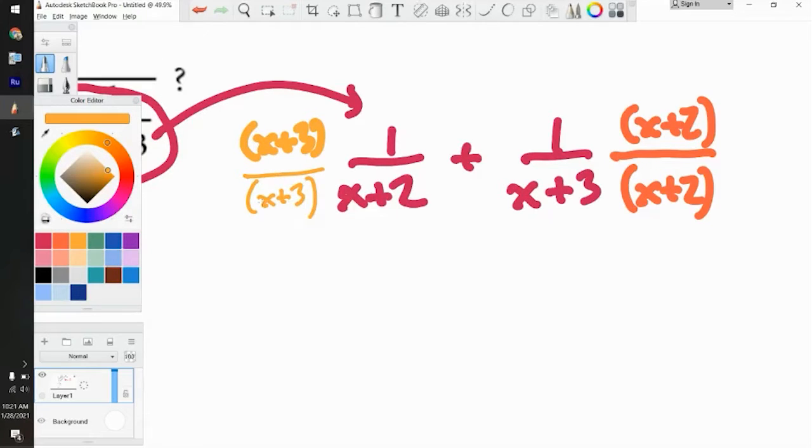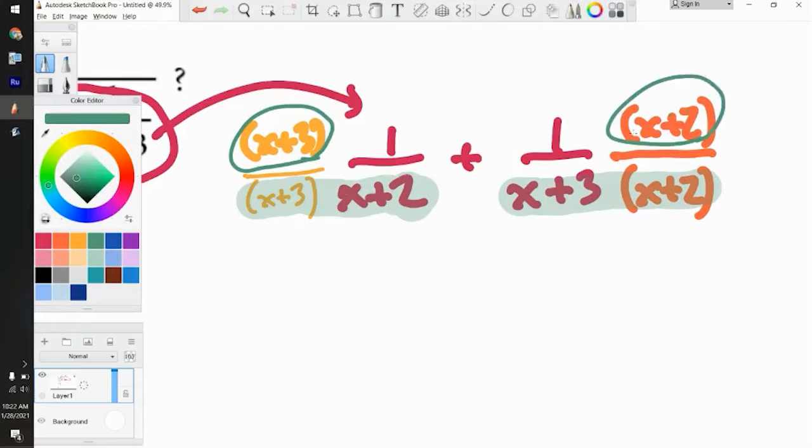Now you can see, I'm going to highlight it here. This is the same denominator as this. Since it's the same denominator, you can combine them just like regular fractions. So you can combine the tops here. I'm going to add this x plus 3 plus the x plus 2, and you end up with 2x plus 5.